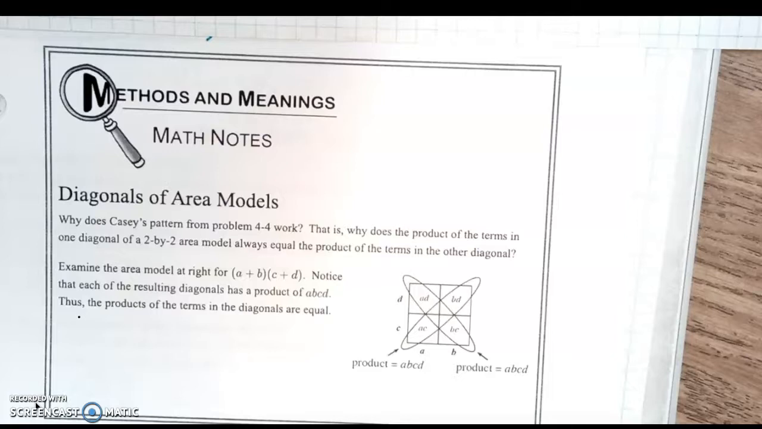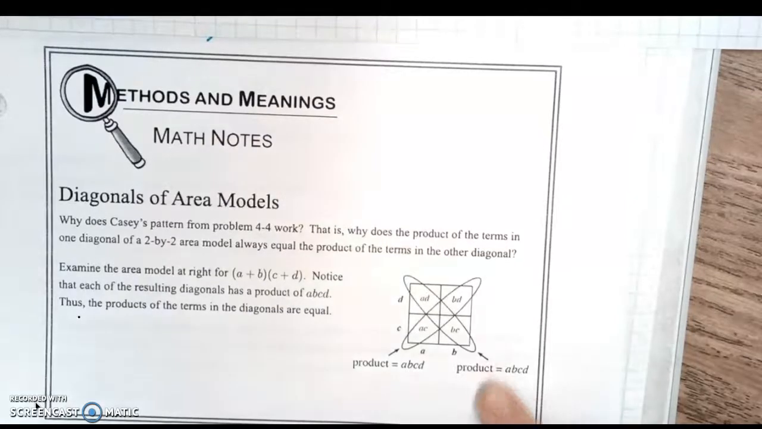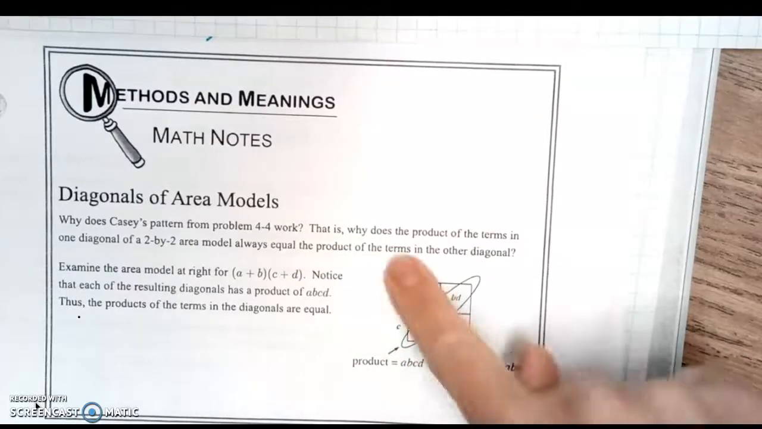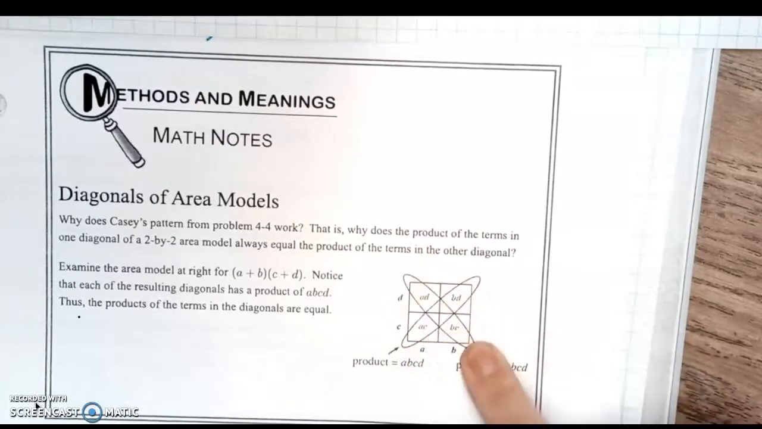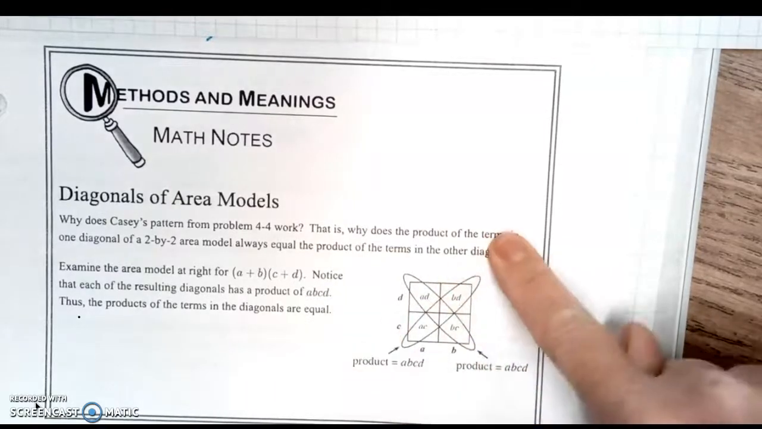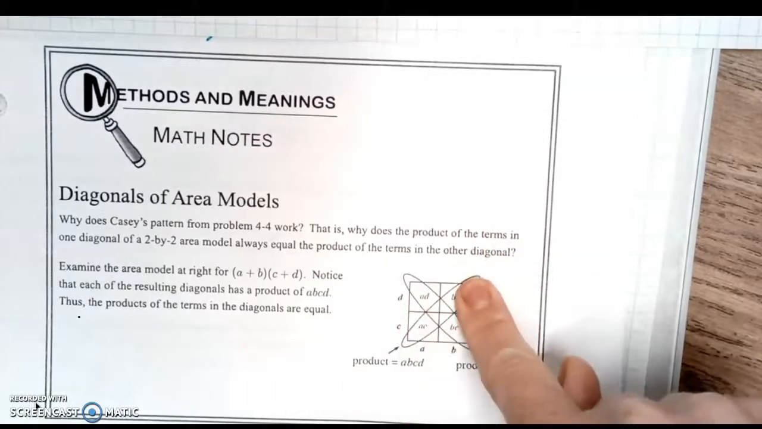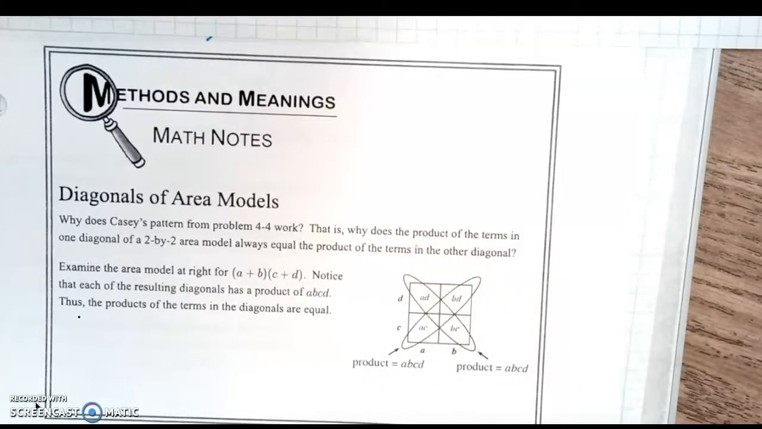So how many of you figured out the pattern yesterday? A couple people? So the pattern's basically this diagonal, if you multiply this times this, is going to be equal to this diagonal, this times this. I think it was 30x squared and 30x squared. So you'll get the same thing if you multiply diagonally this way and you multiply diagonally this way. I had some students even calling it the cross product because we do that a lot with our fractions, right?